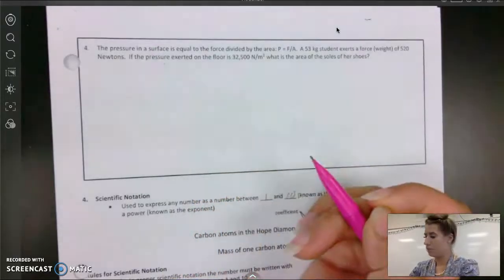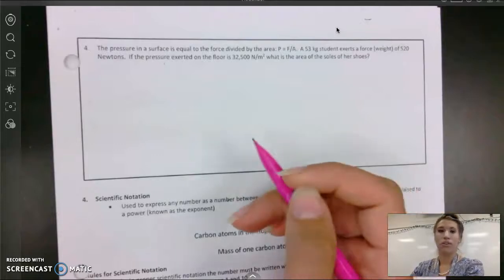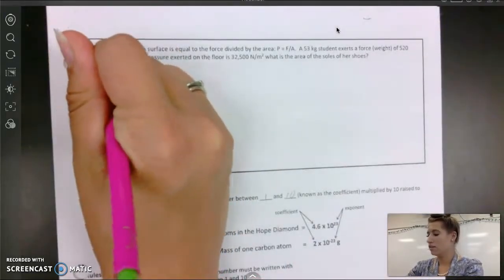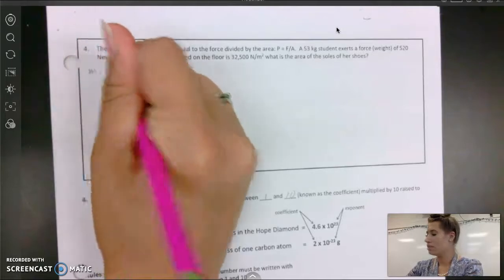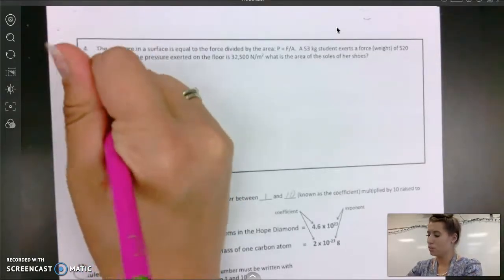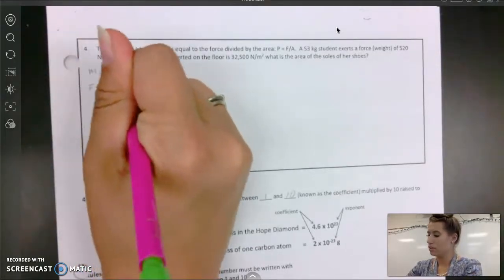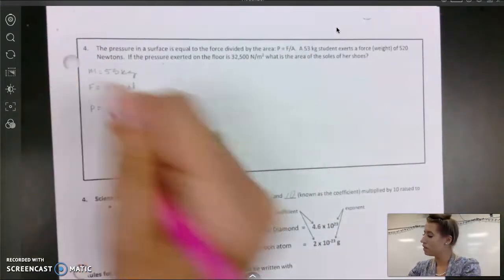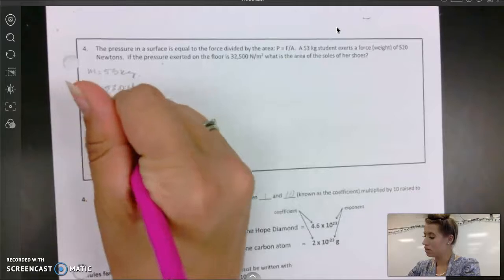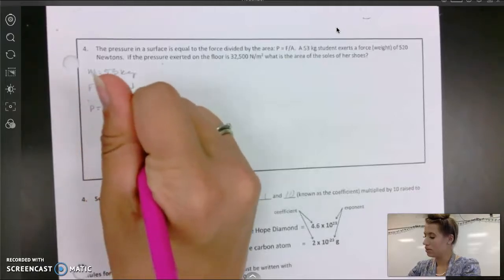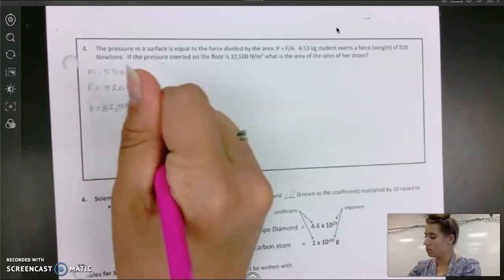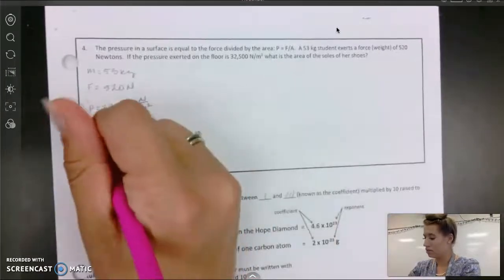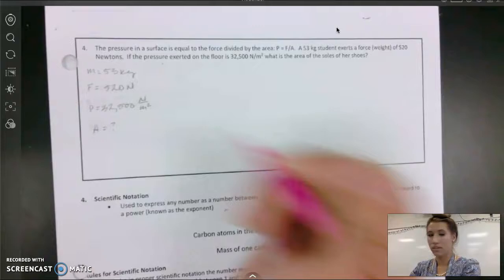of her shoes? Okay, so we're going to list our knowns. We know that the mass of the student is 53 kilograms, and we know the force being applied is 520 newtons, and we know that the pressure is 32,500 newtons per meter squared. What's our unknown? What is the area of the soles of her shoes? So we want to know the area.